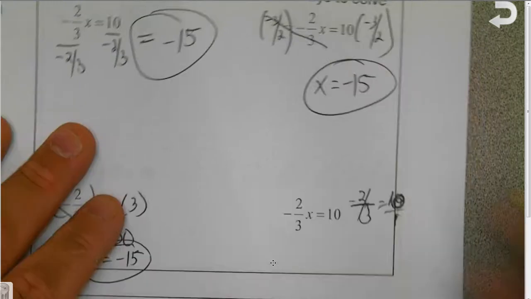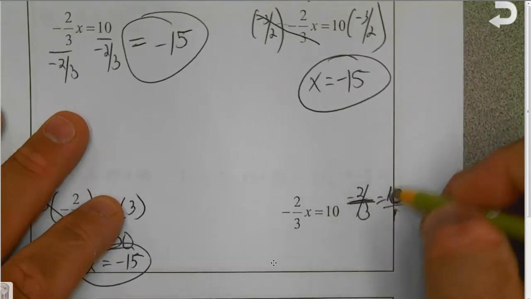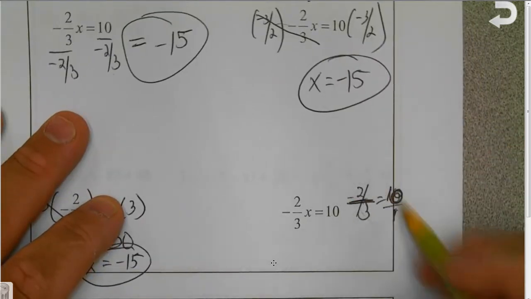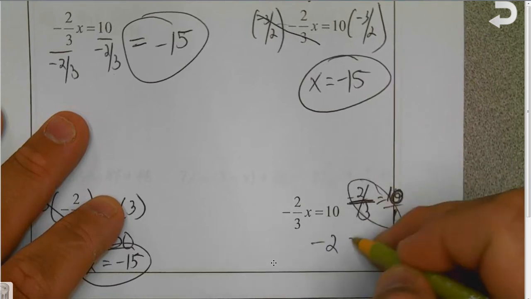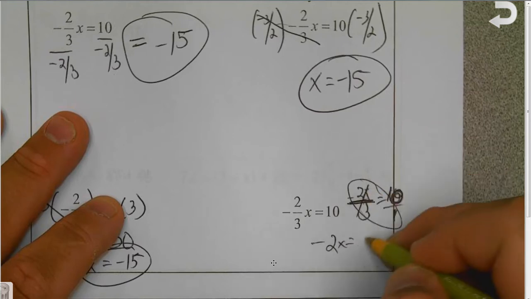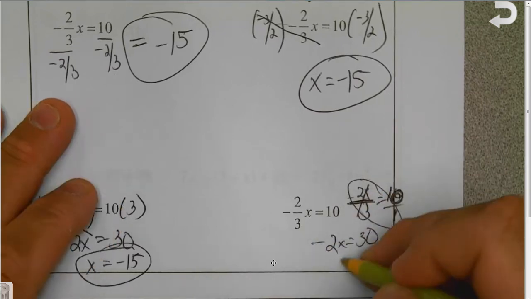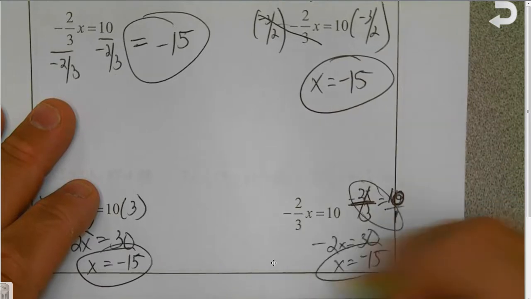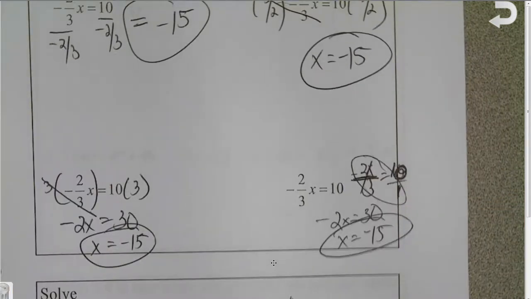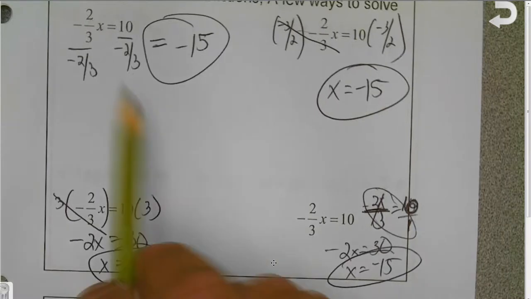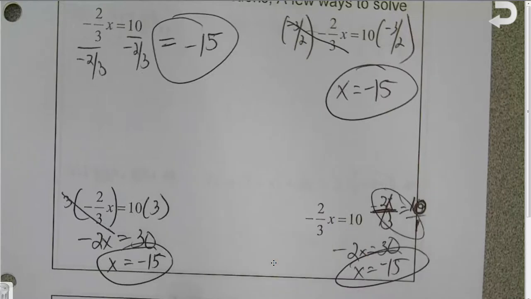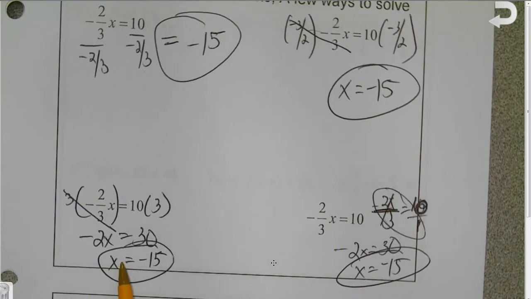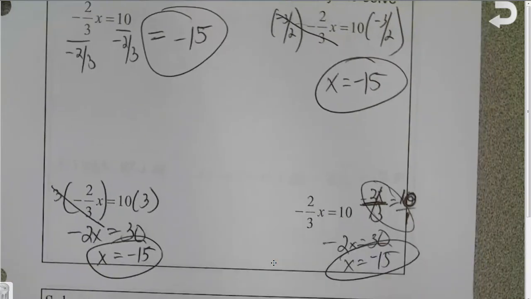If I create a ratio, negative 2 over 3 is equal to 10 over 1, and I cross multiply, I get negative 2 is equal to 30. I need to put that x there. And so then, as we just proved, x is equal to negative 15. So there's four different ways to solve fractions. You can divide by the original, multiply by the flip, multiply by the denominator to both sides, or set up a proportion. Either way, you're going to come up with the same answer.